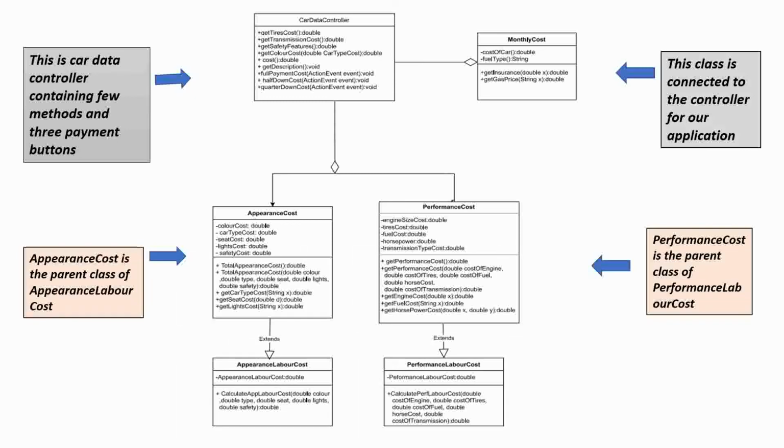There is a card data controller at the top which has 3 types of payment methods: full, half down and quarter down. The monthly cost on its right is connected to it through the monthly cost method called in the controller. Then next are the two parent classes, appearance cost and performance cost, which have child classes, appearance labor cost and performance labor cost, where we made use of inheritance in our application. The classes represent all the variables used at the top and the methods are represented below it.